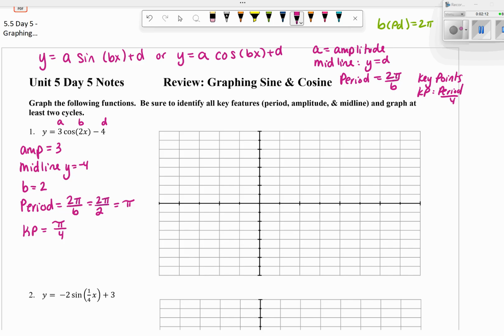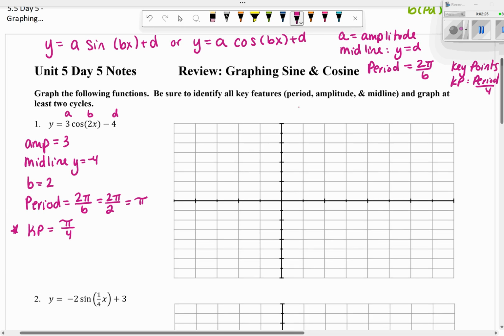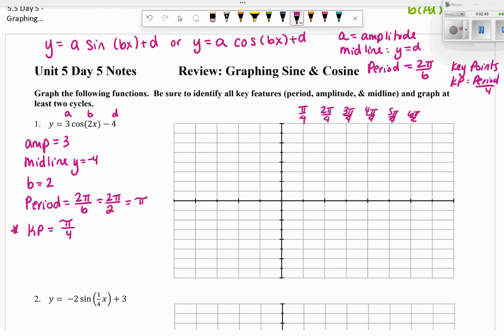So when we are graphing this, remember that we always want to have all of our key points on our graph. So don't skip them. That's something that I'm looking for. So I'm going to write them at the top, and then I'll reduce them as I go below. So this would be 1 pi over 4. And the key points, remember, tell us how much to go from one key point to the next. So 1 pi over 4 plus another pi over 4 is 2 pi over 4. If I add another pi over 4, that would be 3 pi over 4. This would be 4 pi over 4, 5 pi over 4, 6 pi over 4, 7 pi over 4, and 8 pi over 4.